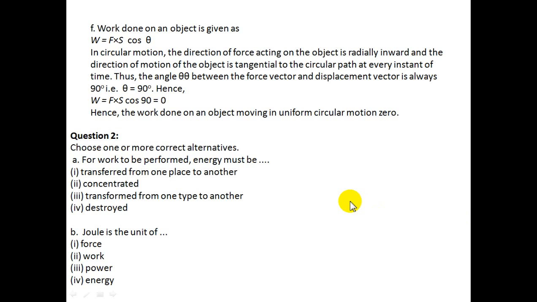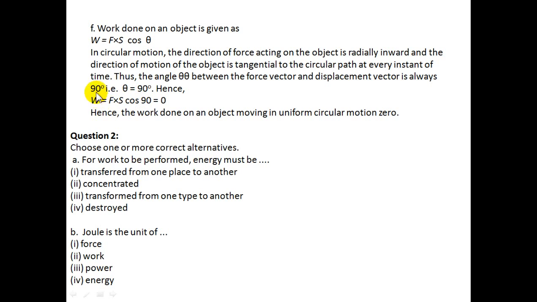Work done on an object is given as W is equal to Fs cos theta. In circular motion, the direction of the force acting on the object is radially inward, and the direction of the motion of the object is tangential to the circular path at every instant of time. Thus, the angle theta between the force vector and the displacement vector is always 90 degree. That is, theta is equal to 90 degree. Now, the value of cos 90 degree is equal to 0. When you check the trigonometry formula again, you will get that cos 90 degree value is 0.